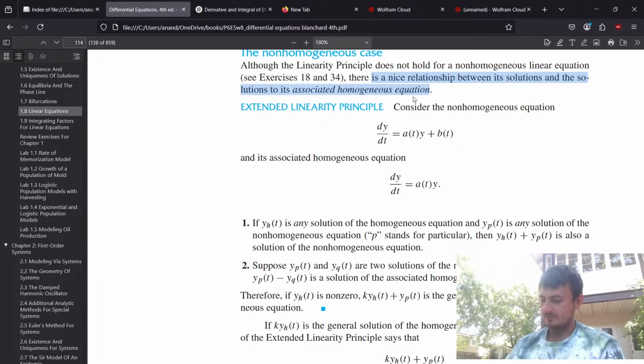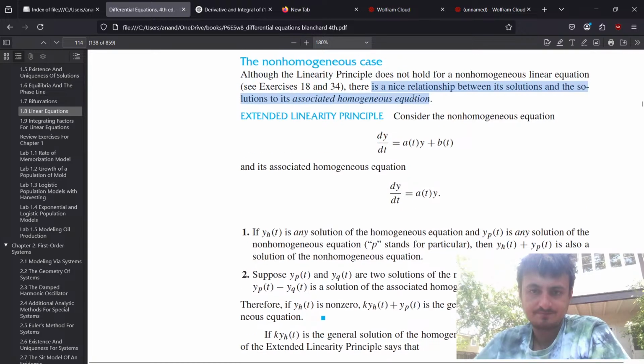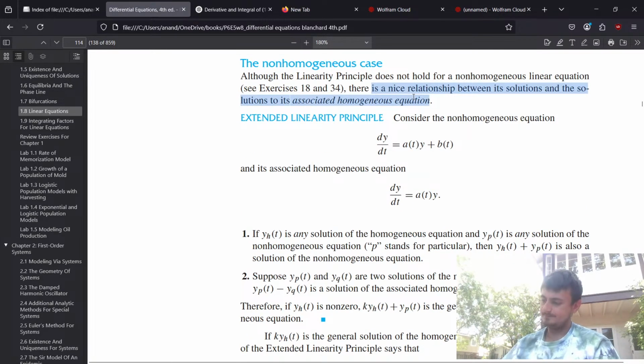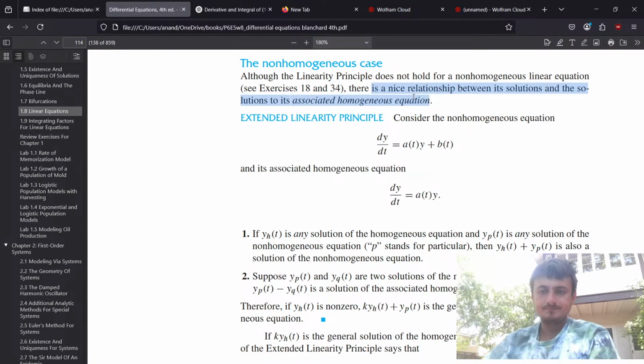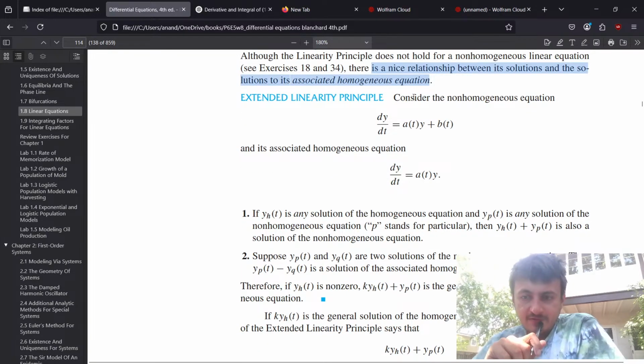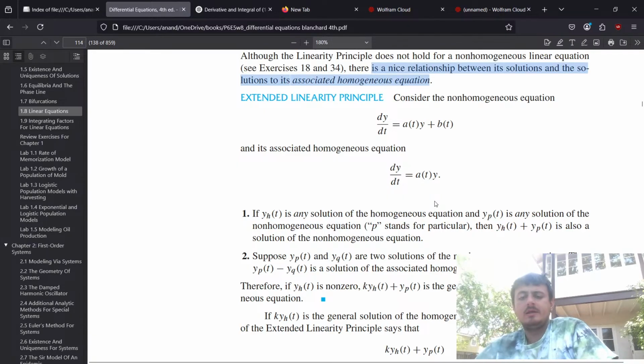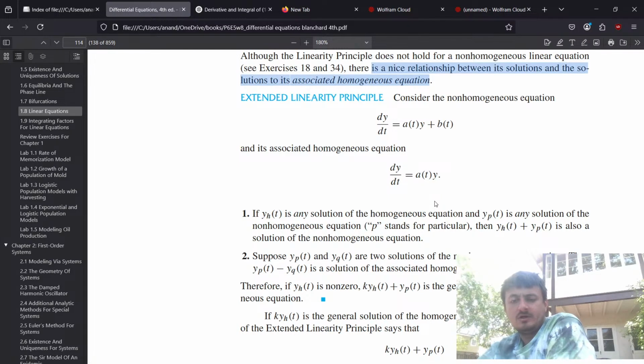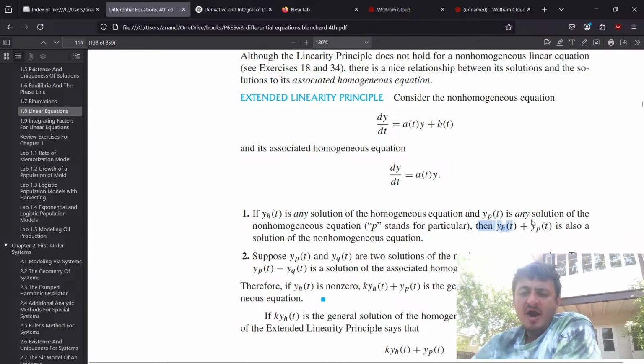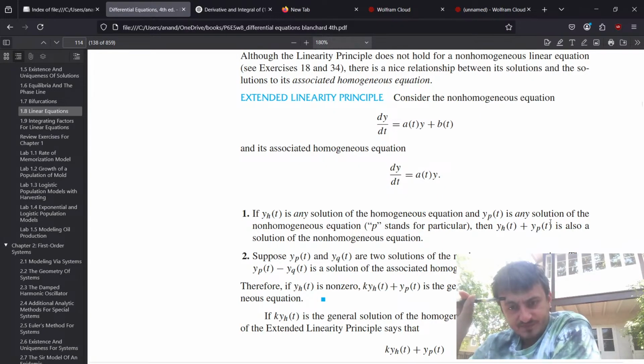Consider y dot equals a(t)y plus b(t), and its associated homogeneous equation. If we have any solution of the homogeneous equation and any solution of the non-homogeneous equation, then the homogeneous plus the non-homogeneous is a solution of the non-homogeneous.